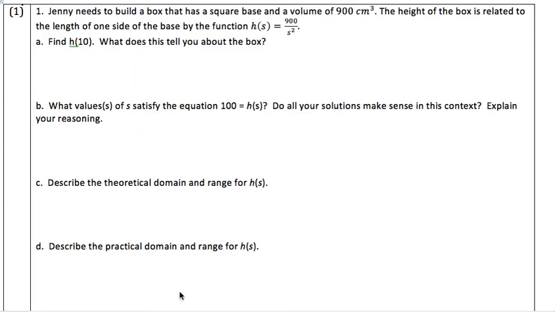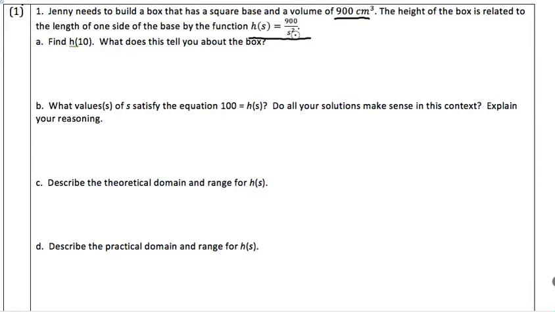Actually just decided to work out number one in the homework. So this is just kind of a free question. Hopefully this video helps. I'm going to assume you've already read the problem. So Jenny needs to build a box that has a square base and a volume of 900 centimeters cubed. The height of the box is related to the length of one side by this function.